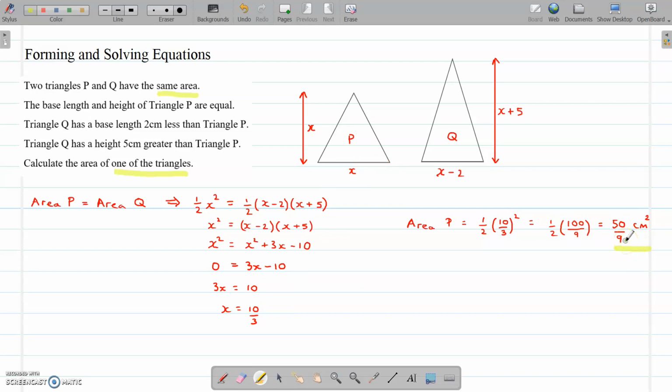A question like that probably carries 5 marks, and most of those will be for setting up the diagram and the algebra and the equation to solve at the beginning.